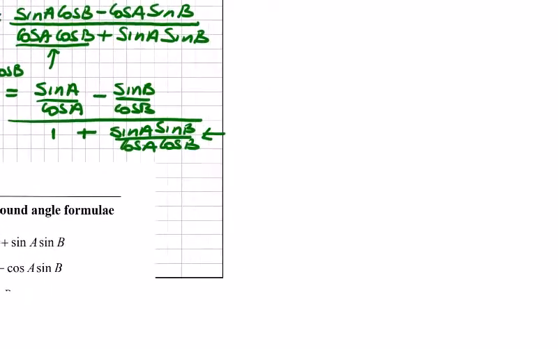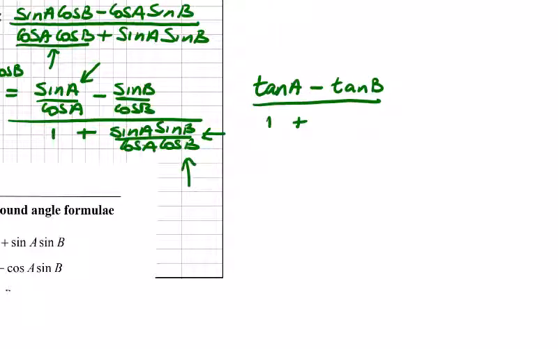Sine A over cos A is equal to tan A, minus sine B over cos B is tan B, divided by the 1 plus this guy, the product tan A tan B. That's it proven. QED. Move on to the next part.